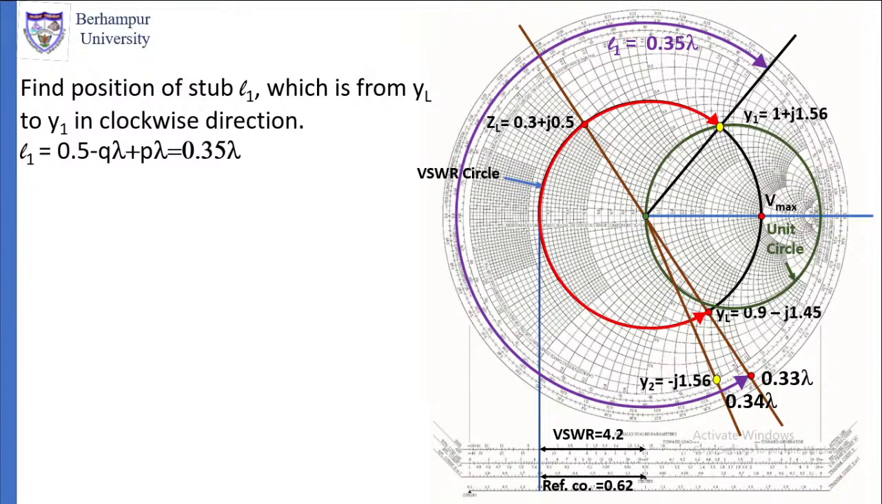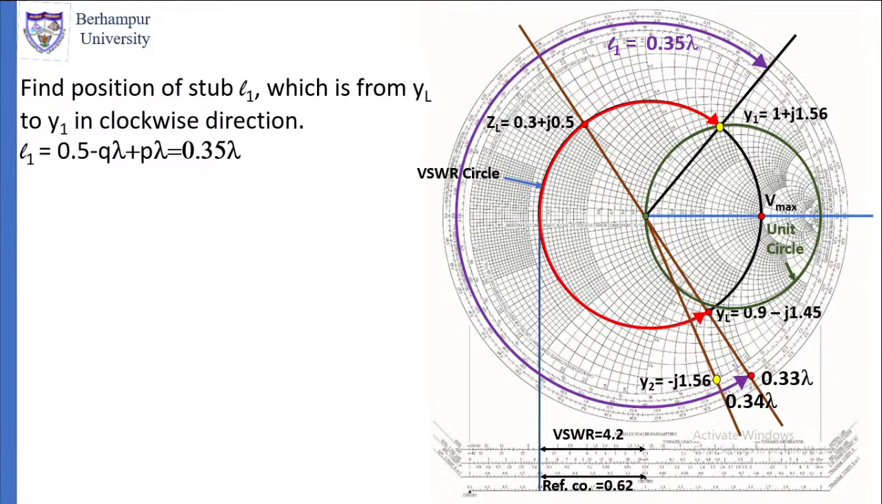Now you can find the position of the stub, which is L1. This is from YL to Y1, moving in clockwise direction from YL to Y1. So L1 is equal to 0.5 minus Q lambda plus P lambda. Q, you know what is Q, we have found out. What is P, we have found out. So that will give us 0.35 lambda. So that gives us L1, or the position of the stub, from B to A dash.